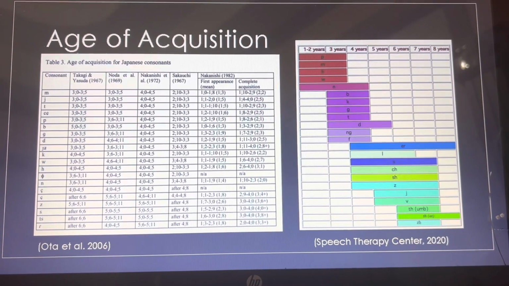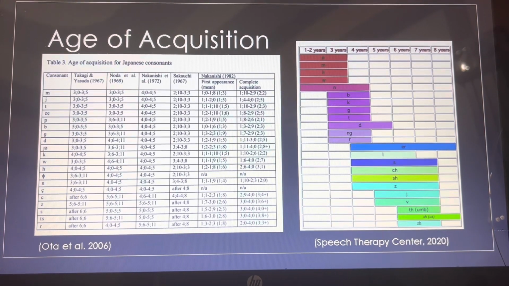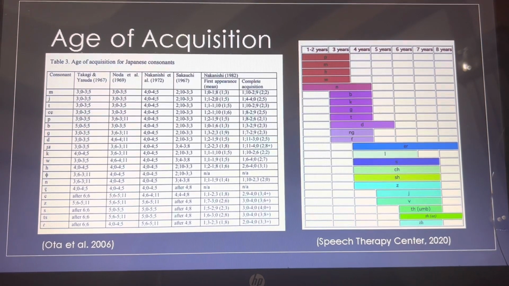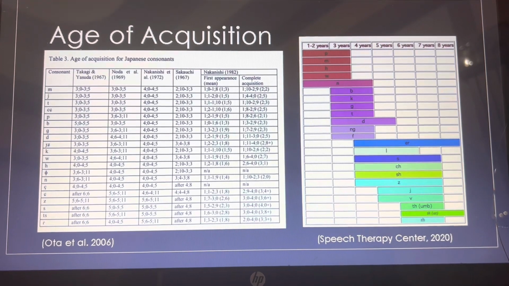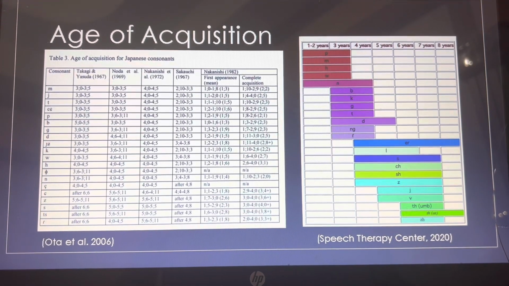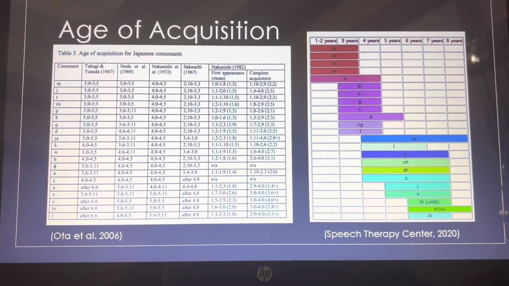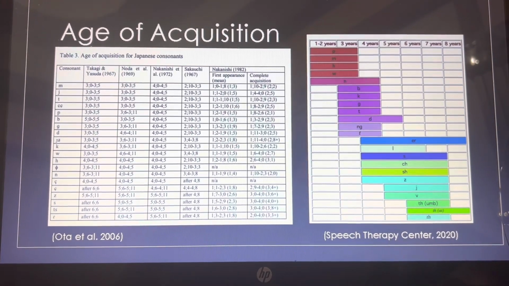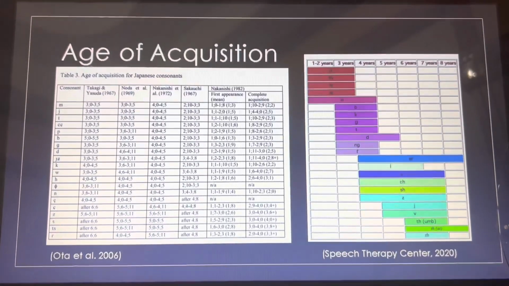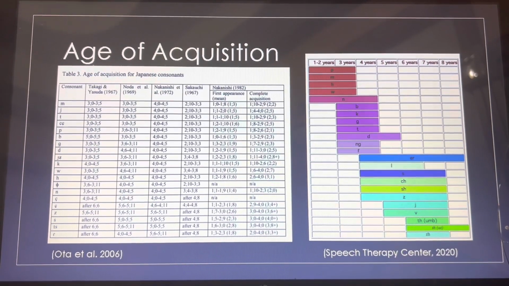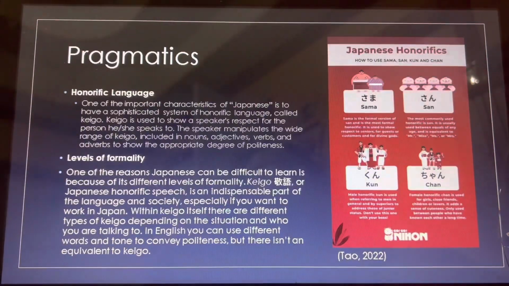Okay, so as I was saying, the age of acquisition for certain sounds could be different based on the Japanese language versus the English language, which is just, of course, something you need to make note of when you're working with these patients.